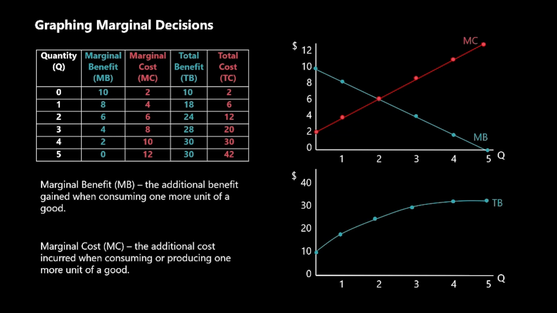So notice the total benefits are increasing, but then start to taper off. Okay, that's because those marginal benefits are getting smaller and smaller.